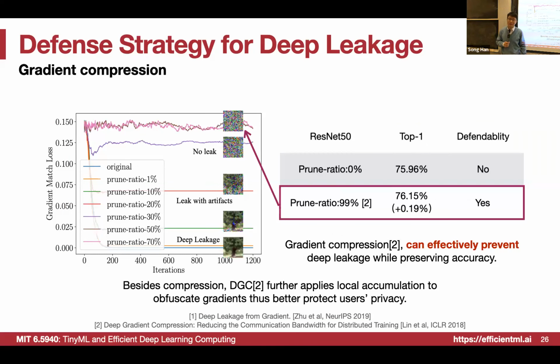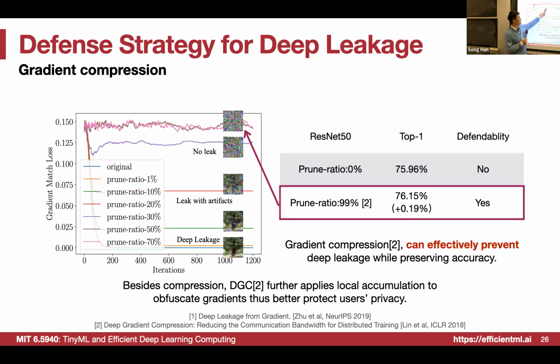Actually, gradient compression can solve this issue. As we can see here, when we prune a couple of gradients, like pruning 1%, there's still deep leakage. This is recovering the tree. At 10%, this is the gradient match loss, and you can still somehow leak the input image.